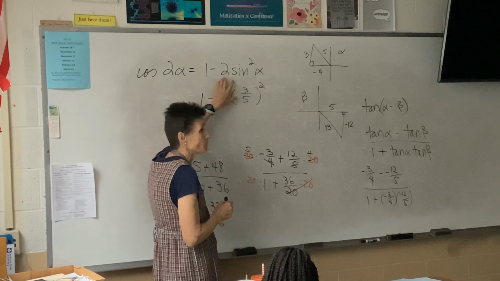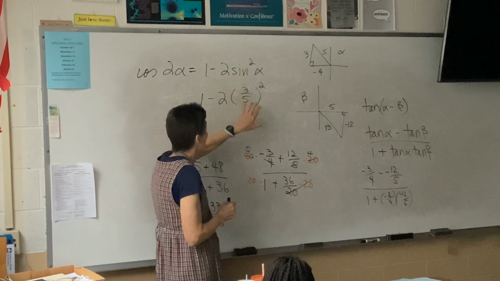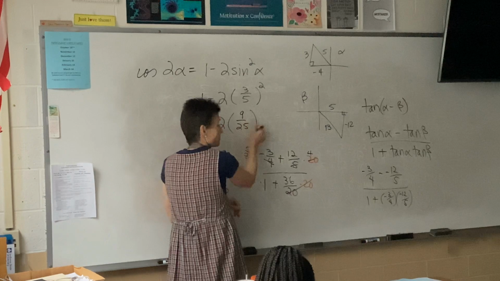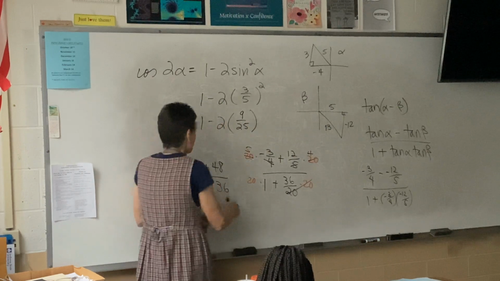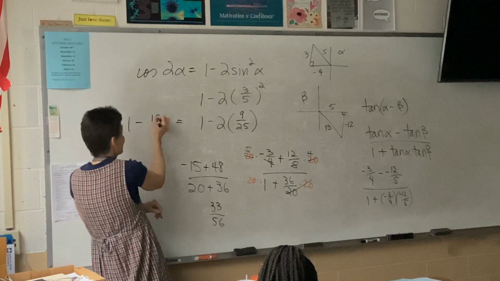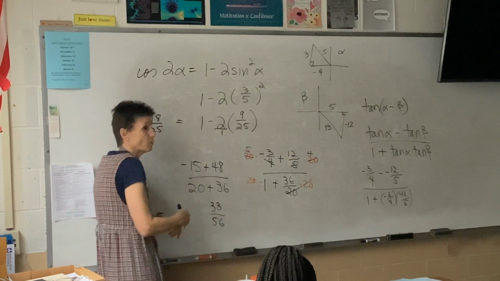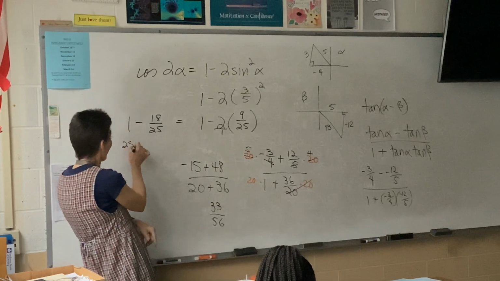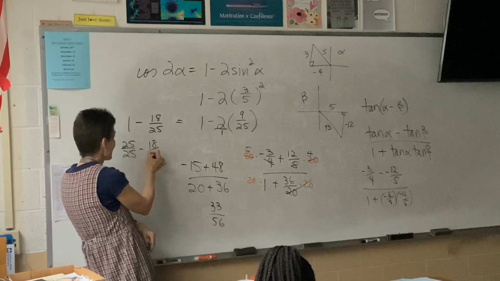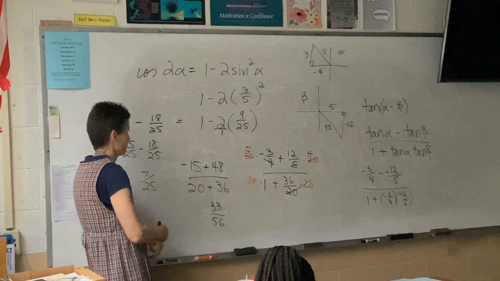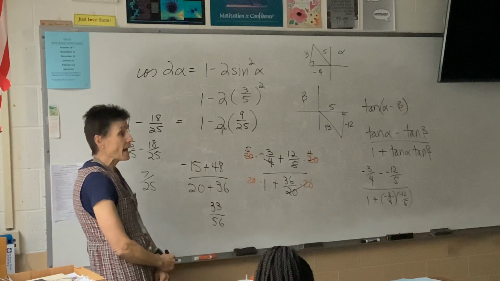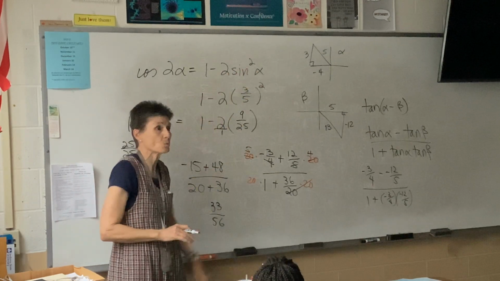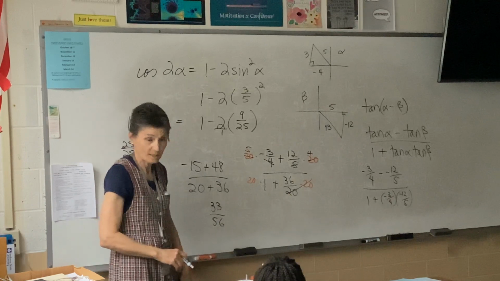So this is 2 times the sine of alpha squared. So the sine of alpha squared is 9/25. And timesing it by 2 is 18/25. Remember, you're multiplying by 2 over 1. So 25/25 minus 18/25. Did you get 7/25? And that's what you'll get no matter what formula you choose. She picked this one. You could have done 2 cosine squared minus 1. You could have done cosine squared minus sine squared. It doesn't matter.